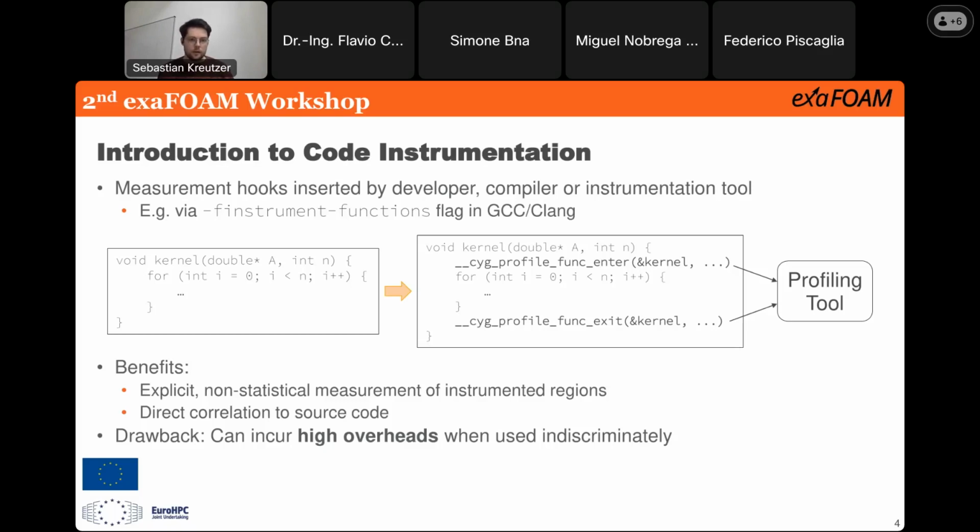The benefit of using code instrumentation for profiling is that it's explicit. There are no statistical measurements, so you can be sure that everything that is executed is also measured. And we get a direct correlation to source code, which can be difficult when using other methods. However, the main drawback, and what we are doing research on, is that it can incur higher overheads, which means that the performance characteristics of the program can be changed, or it may just take a very long time to get the profiling data. So you need to find a way to measure what you actually want to measure.